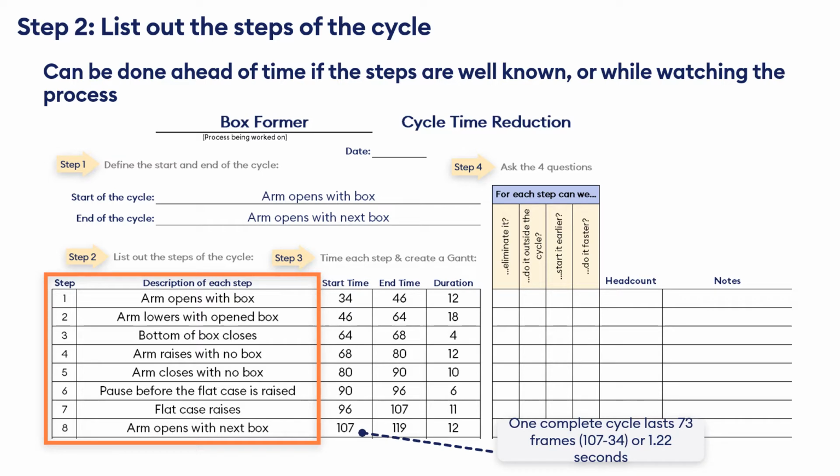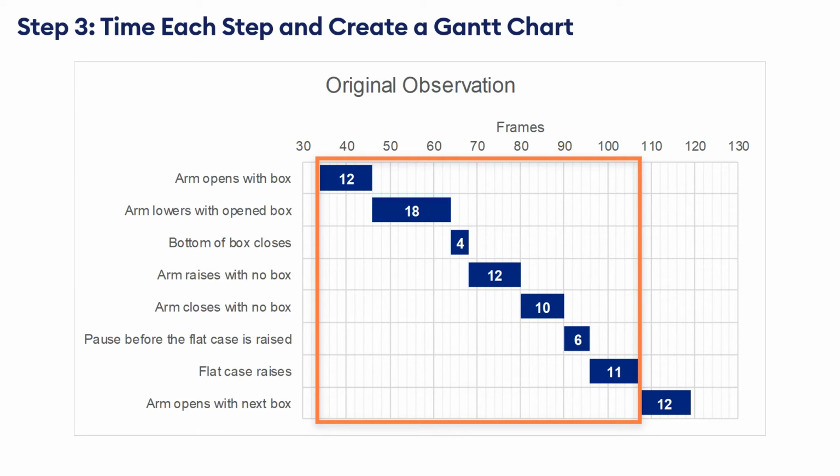You can see that one complete cycle from the moment the arm begins opening one box to the moment it begins opening the next takes 73 frames or 1.22 seconds. This brings us to the next step in the approach, which is to take the duration and timing of each step and plot them visually as a Gantt chart, which you can see here. The area inside the orange highlighted box represents one complete cycle.